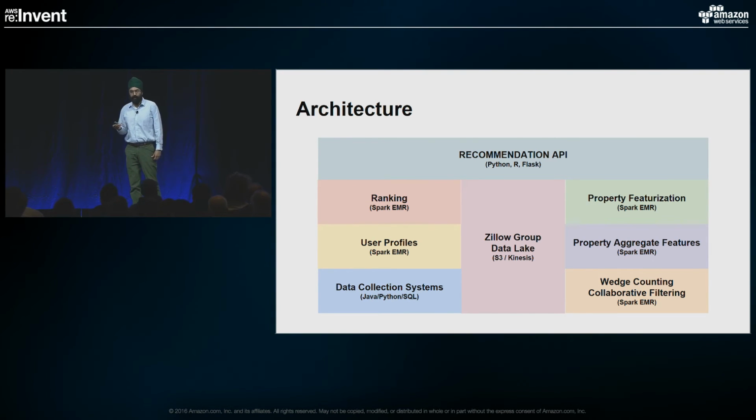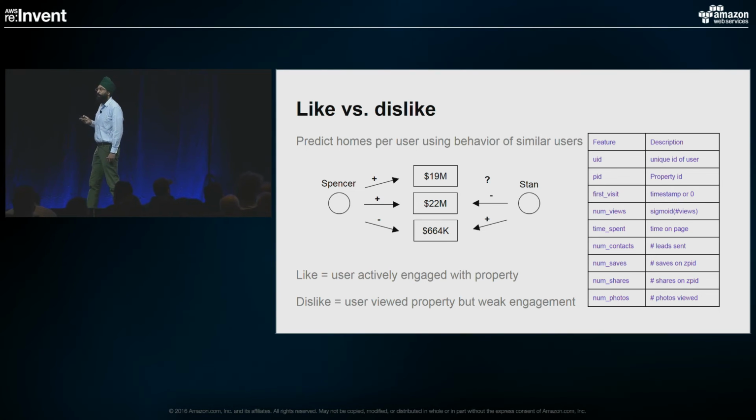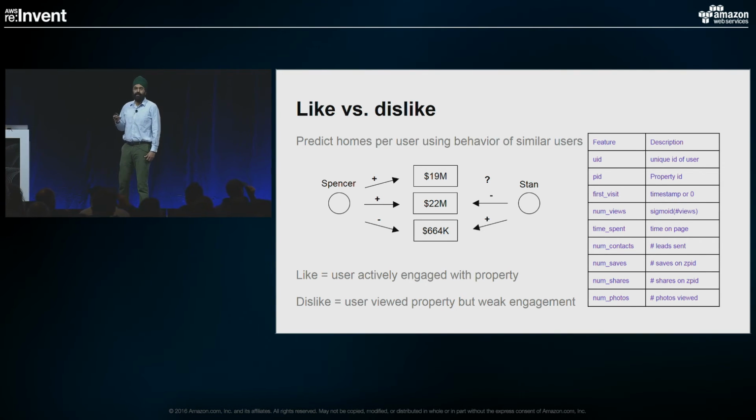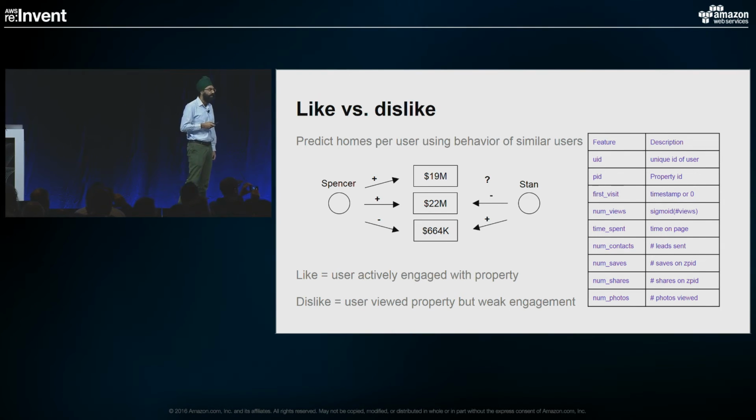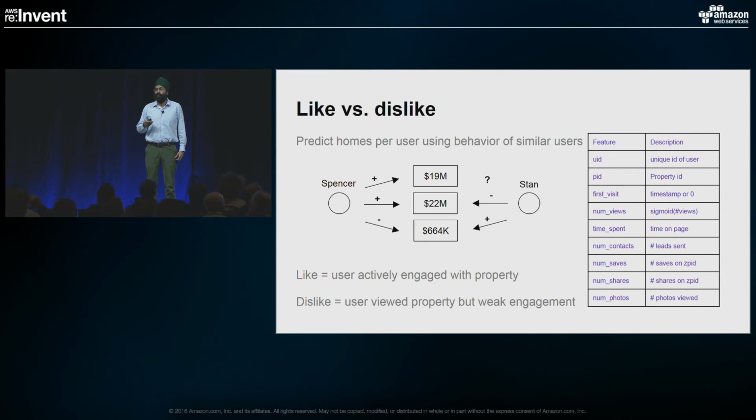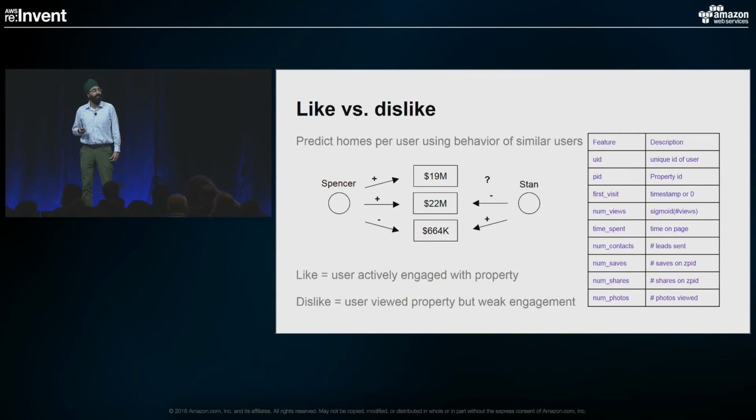Okay, so let's go deeper now. The fundamental concept for all the recommendation APIs is defining what is a like and a dislike. The goal here is to predict homes for a user using the behavior of other similar users. To explain that, let's take this example. Spencer, the CEO of Zillow Group, really likes the $19 million home and the $22 million home.